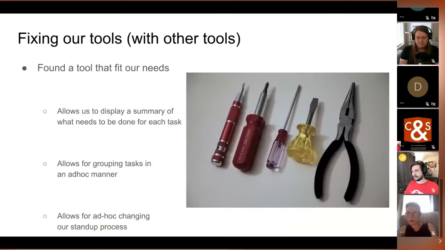So we had some needs. We are using ZenHub for task tracking and management, and what we found was we needed certain things. We needed the ability to display a summary of what needs to be done for each task for the day. So in one place, we wanted to see everyone's summary of the concrete tasks they were going to do for that day. We also needed the ability to group the tasks in an ad hoc manner.